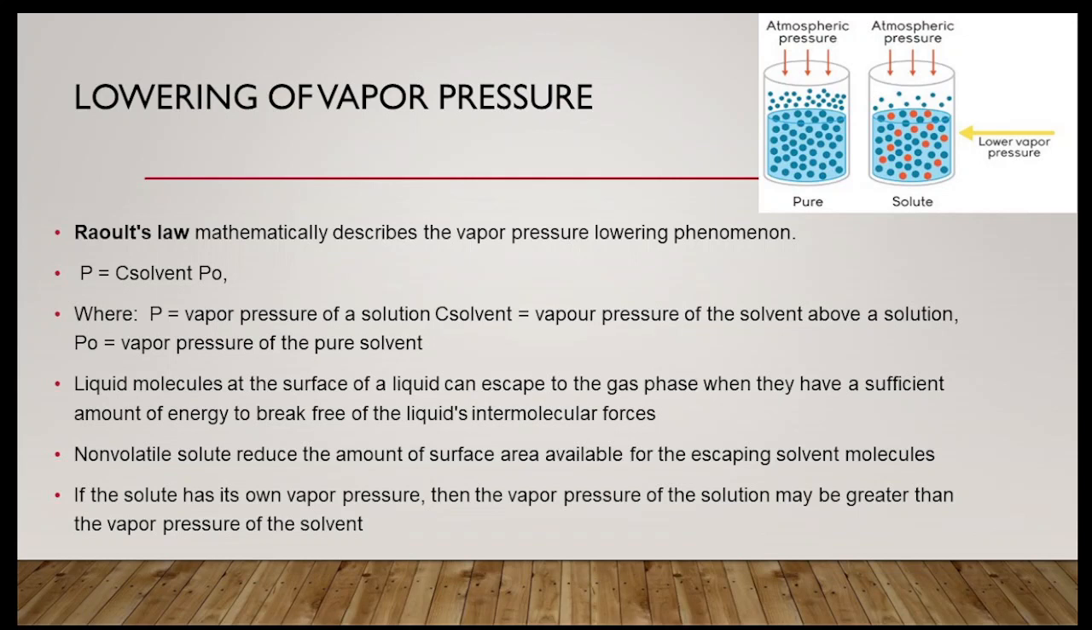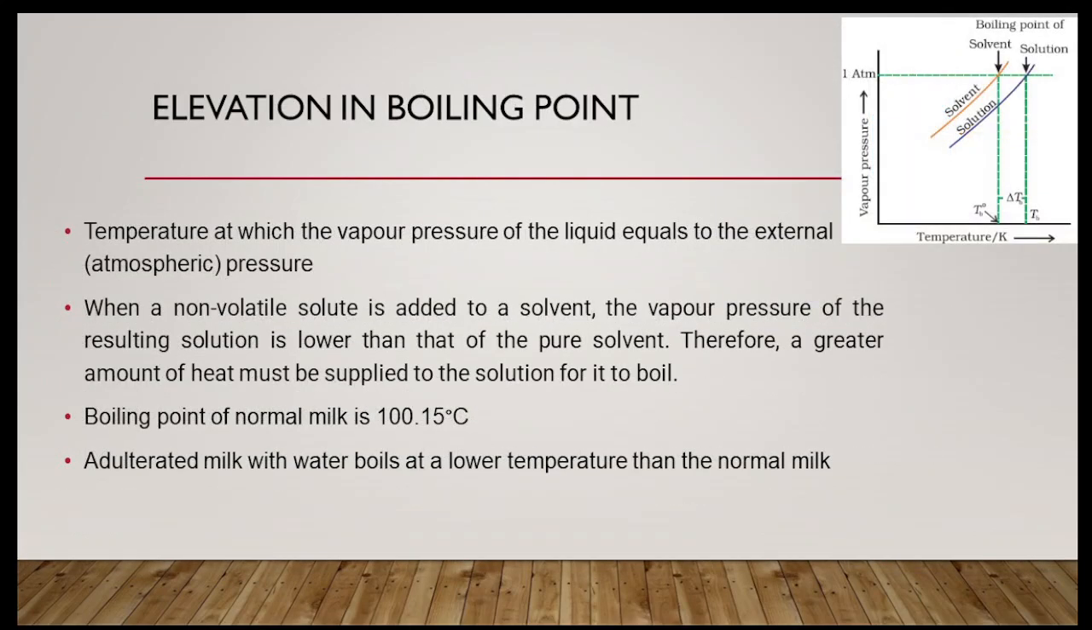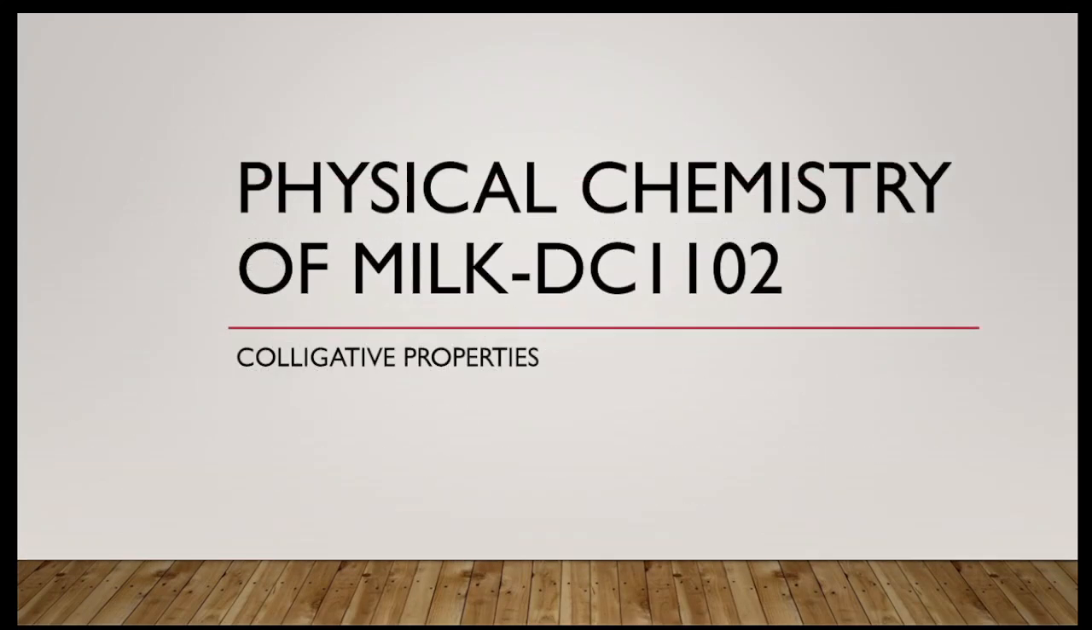For colligative properties, an important factor was that the solute that we are adding should be non-volatile. If it's volatile, it will also evaporate and add to the vapor pressure, right? So if the solute has its own vapor pressure, then the vapor pressure of the solution may be greater than the vapor pressure of the solvent. That's what we said. So for colligative properties, always the solute must be non-volatile. Okay, so this is the lowering of vapor pressure.